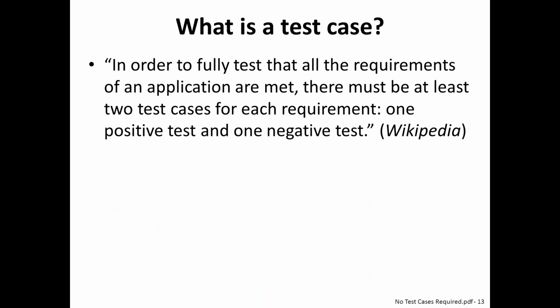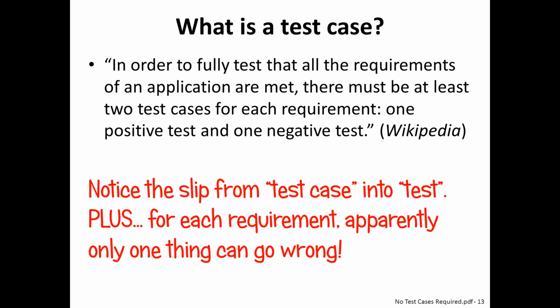Wikipedia goes on, it says, in order to fully test, in order to fully split an infinitive, that all the requirements of an application are met, there must be at least 2 test cases for each requirement, 1 positive test and 1 negative test. And I sometimes have fun asking testers, so if you do something that's not supposed to be done, then an error message comes up. Is that a positive test or a negative test? Awfully confusing for people.